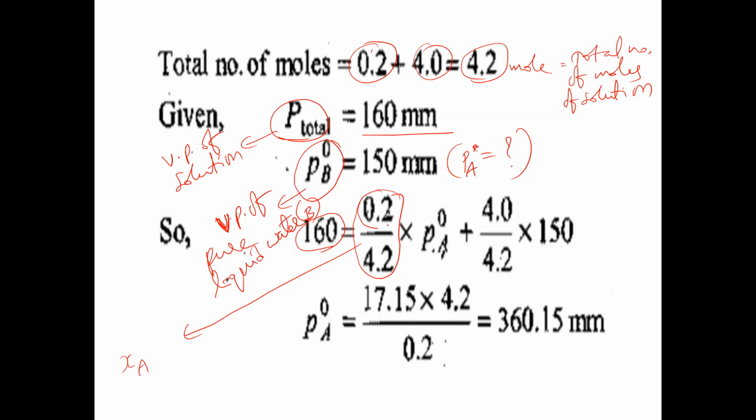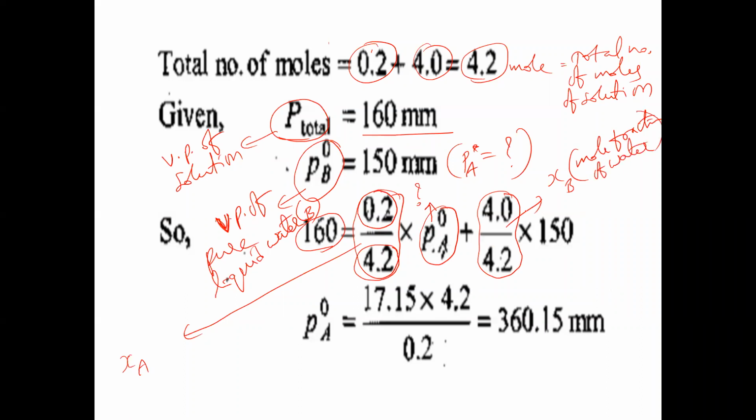Number of moles of A, 0.2, divided by the total number of moles, 4.2. So 0.2 by 4.2, that is 2 by 42, into PA naught. This PA naught value we have to calculate. And plus 4 by 4.2. What is this here? The mole fraction of water, the mole fraction of B.